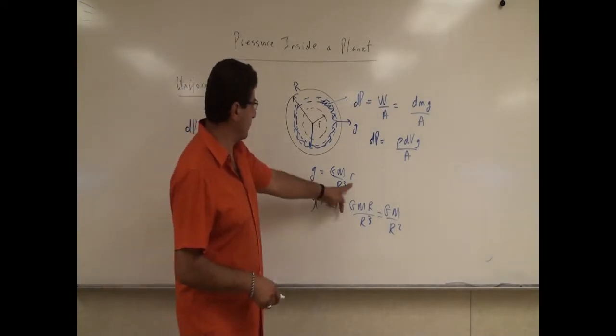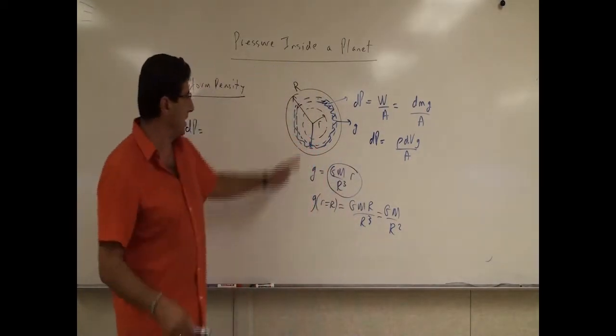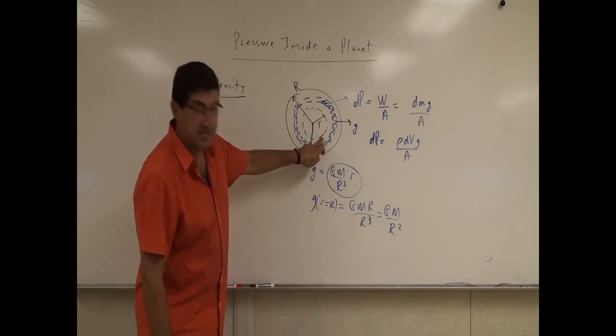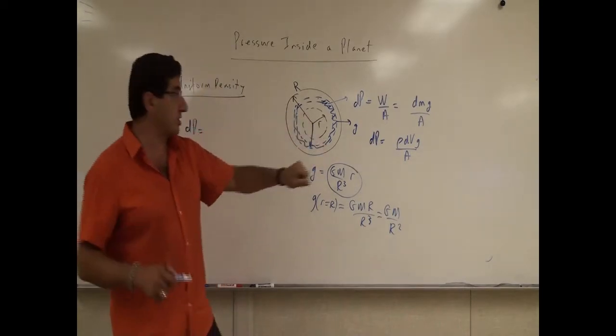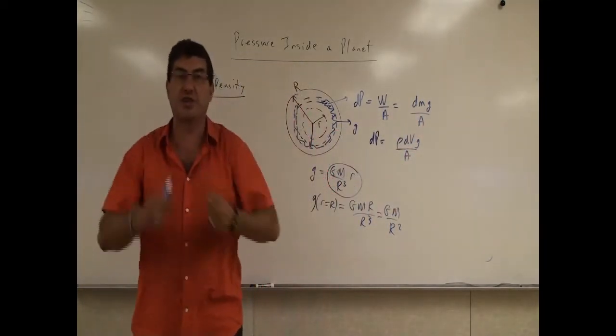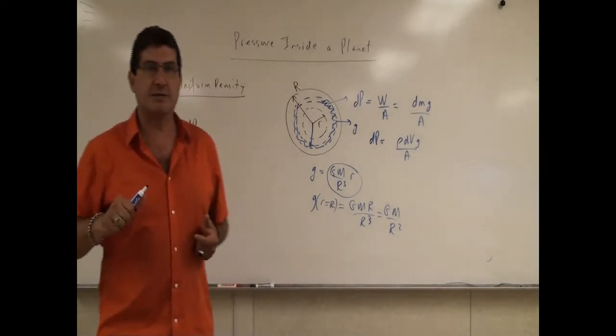So we see from this equation that the gravitational field increases linearly as you get farther out. So this shell will have a larger gravity than the shell that is inside of it, right? And it's also going to have more mass. The dm is going to be more because the volume of the shell is going to be more. So not only is the gravity going to be more, the volume is going to be more, right?